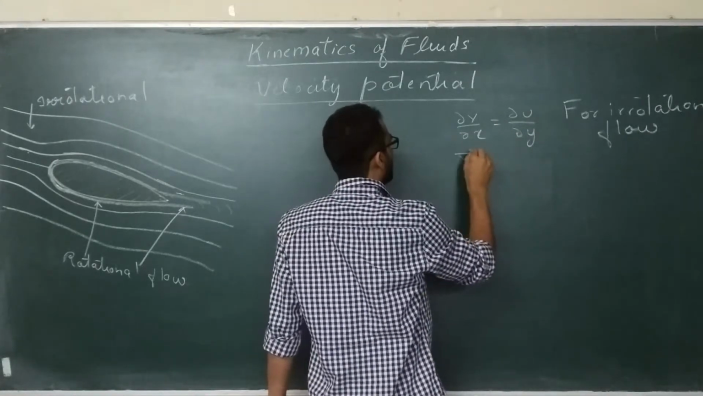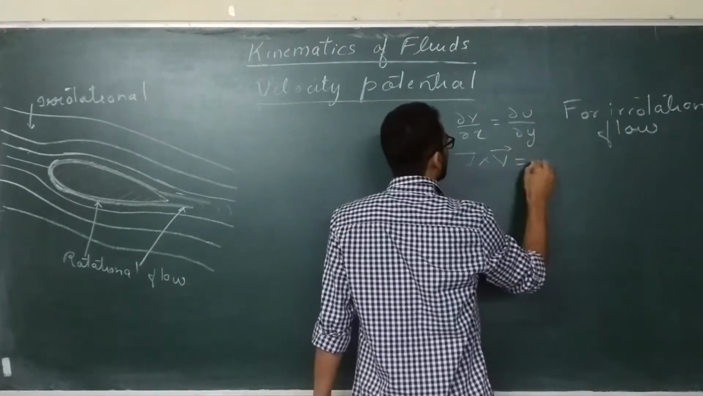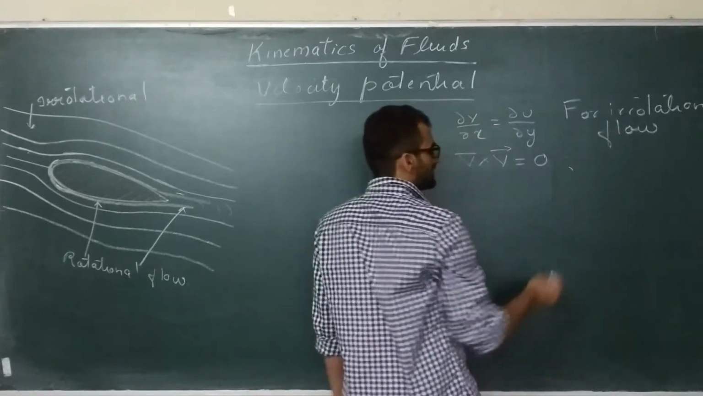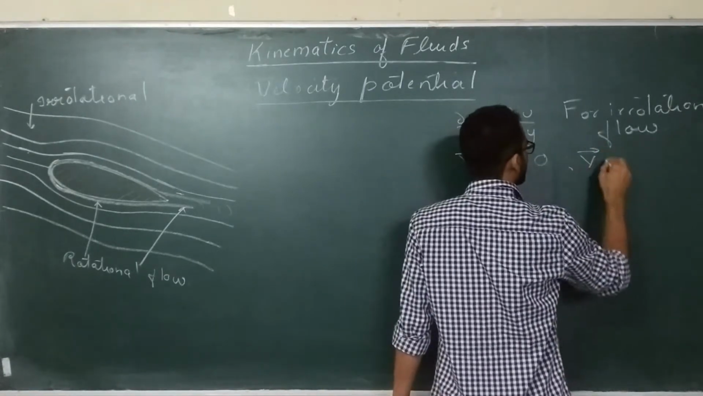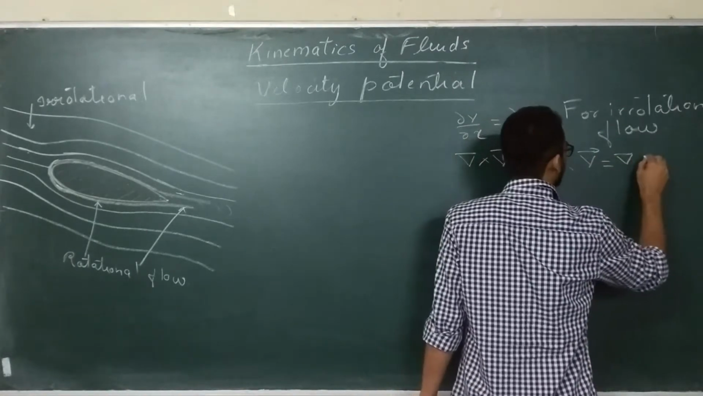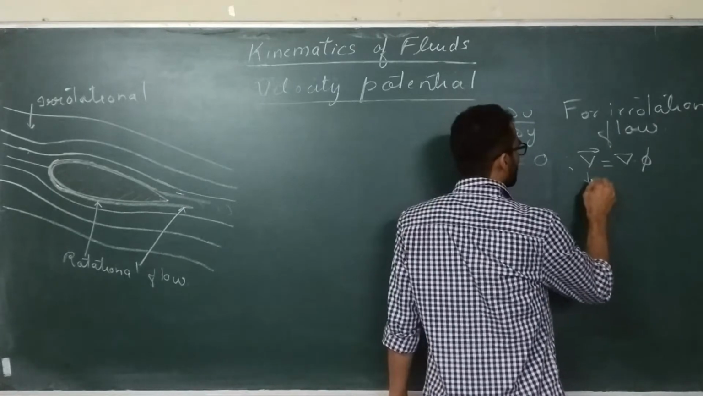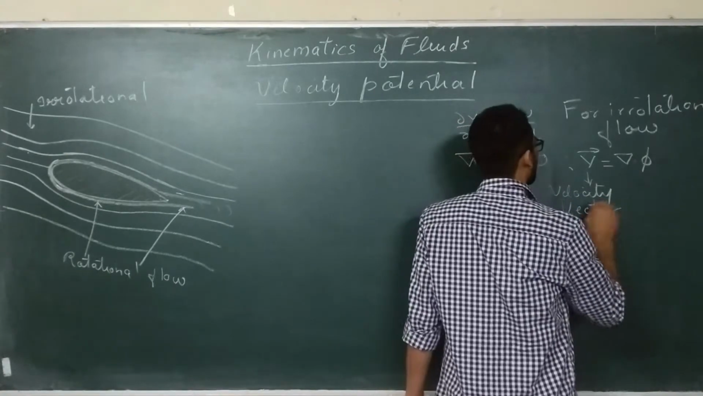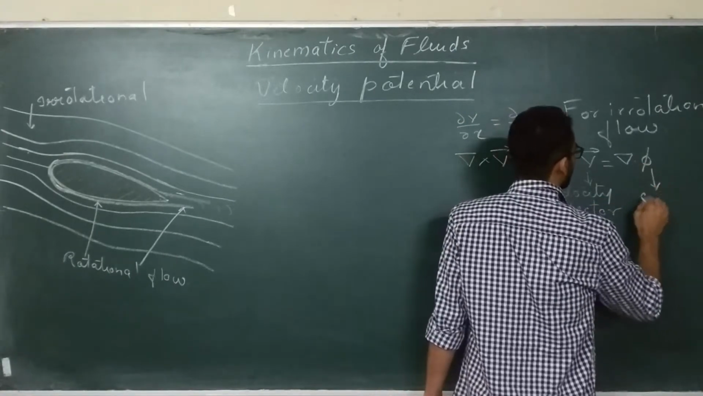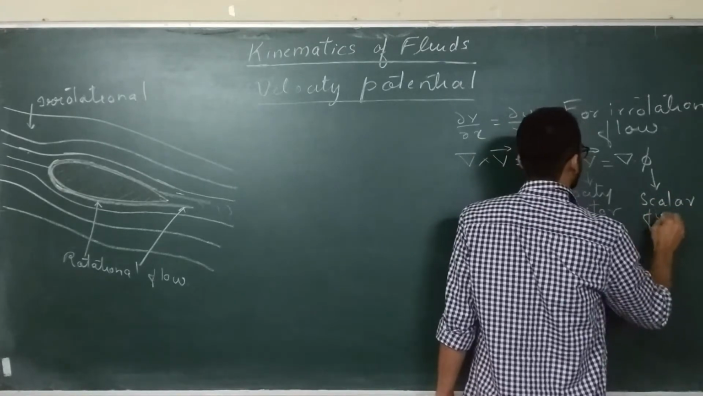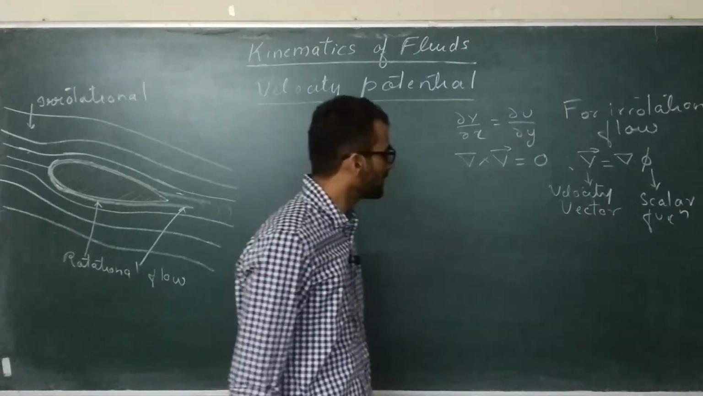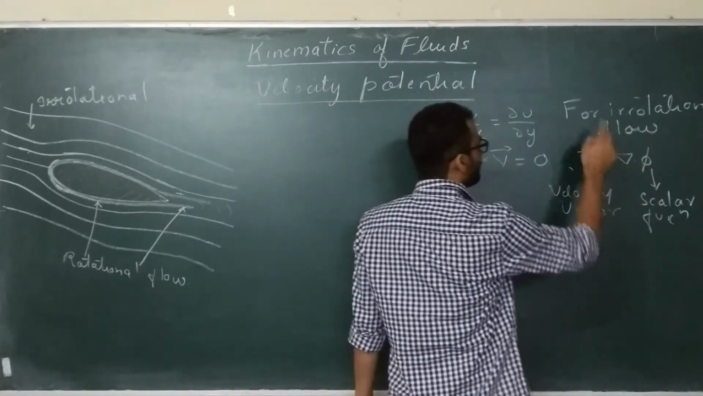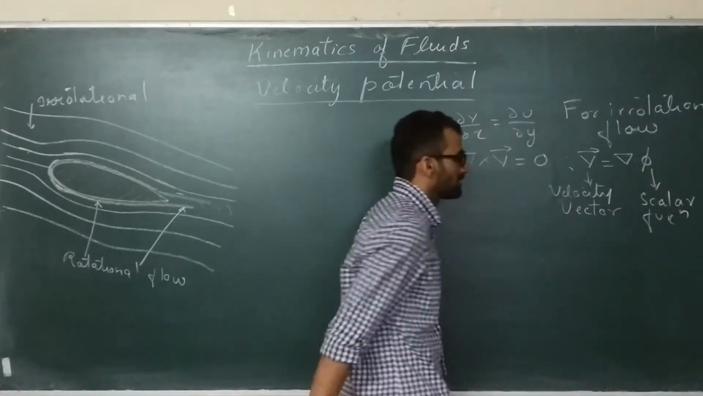So, mathematically, the curl of the velocity vector is 0 for irrotational flow. Therefore, according to vector calculus, if this is the case, then the velocity vector can be represented as the gradient of a scalar function. This is the velocity vector, this is the gradient, and this is a scalar function. This is just from vector calculus. We'll see what the mathematical meaning of that is. So, the velocity vector for an irrotational flow can be represented as the gradient of a scalar function.